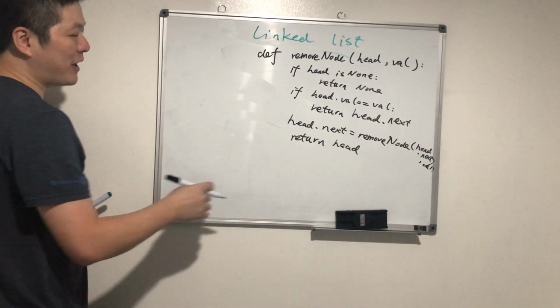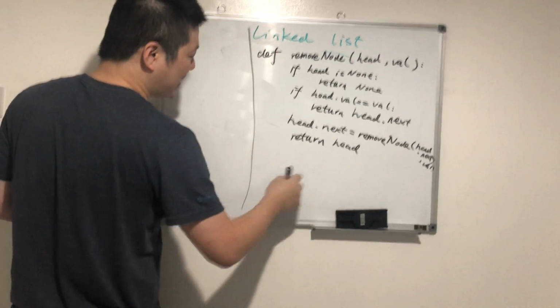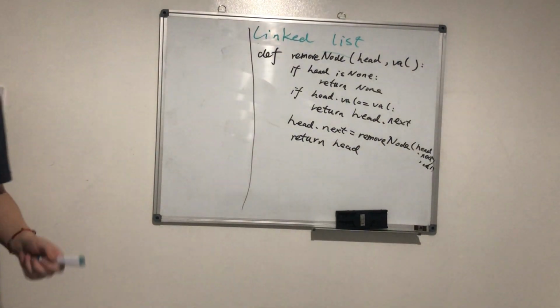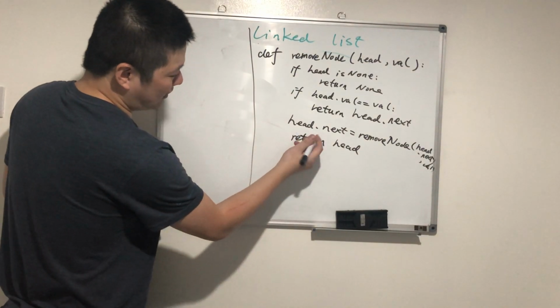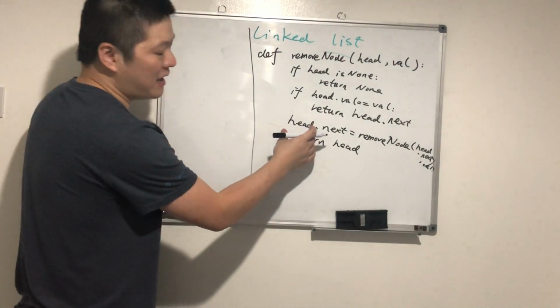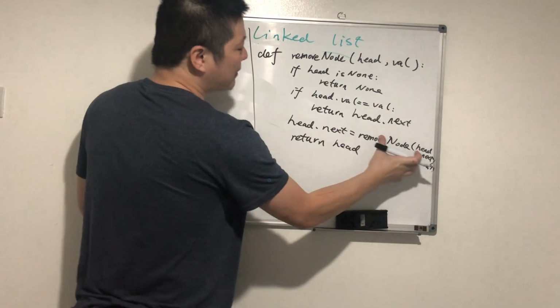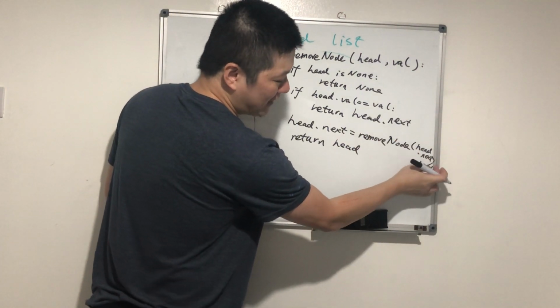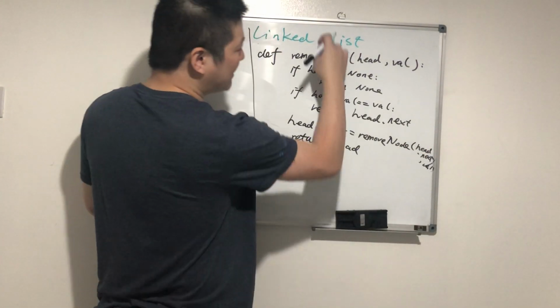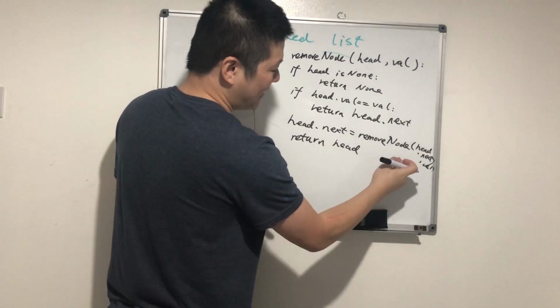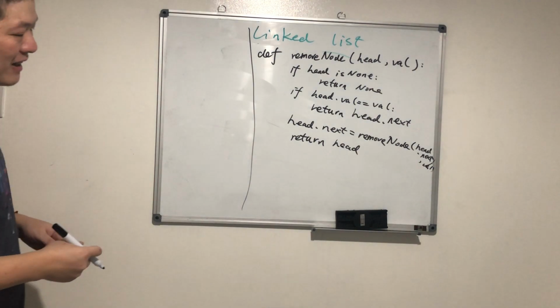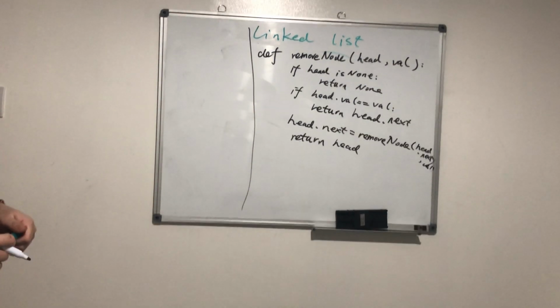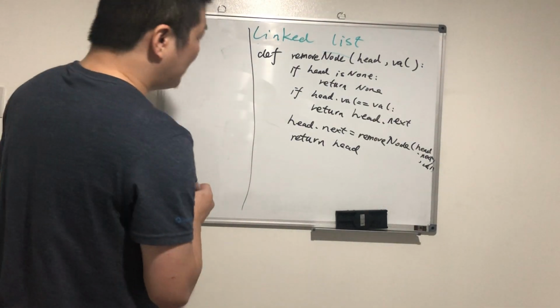Okay, so this is one way. And how about we do it in a non-recursive way? You should have got that. Do you understand? Head to next equals, because now at this point, the node to remove must not be the head. It must be somewhere in head to next, right? And I use the remove node to recursively check. Am I right? Yeah, you're right.